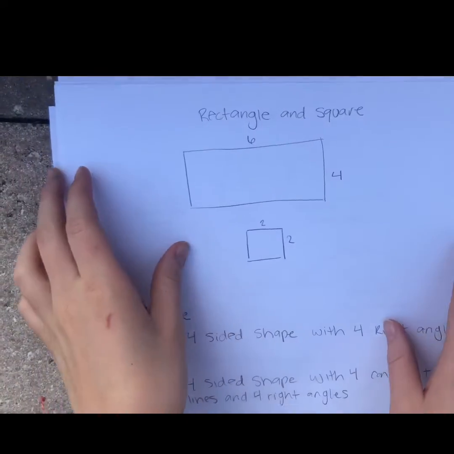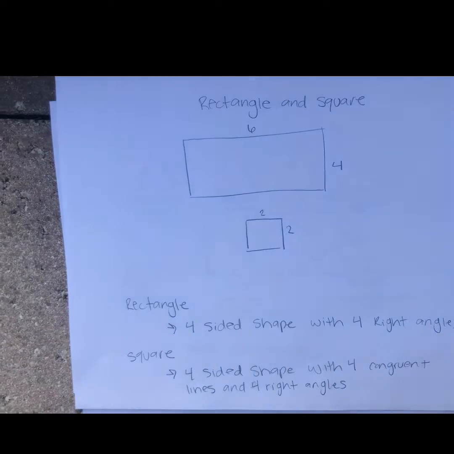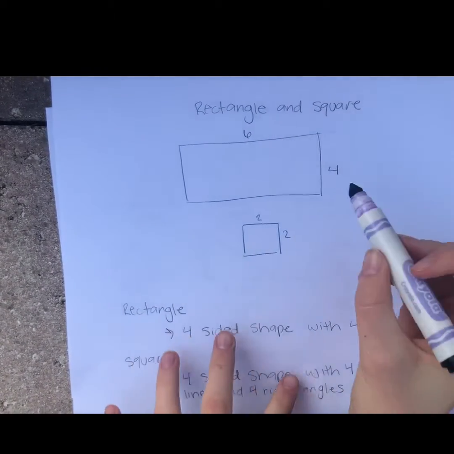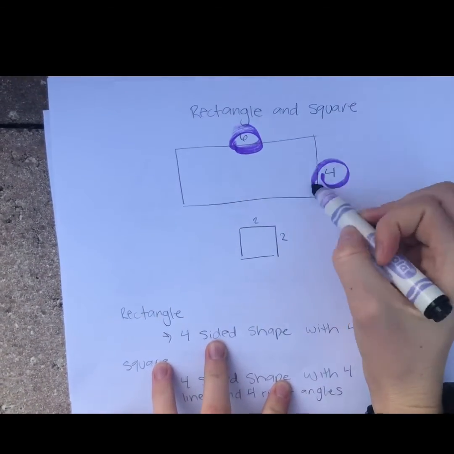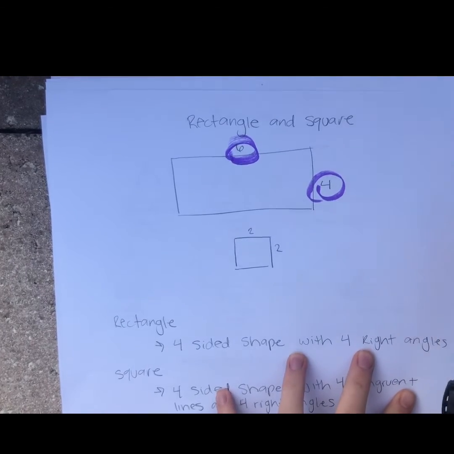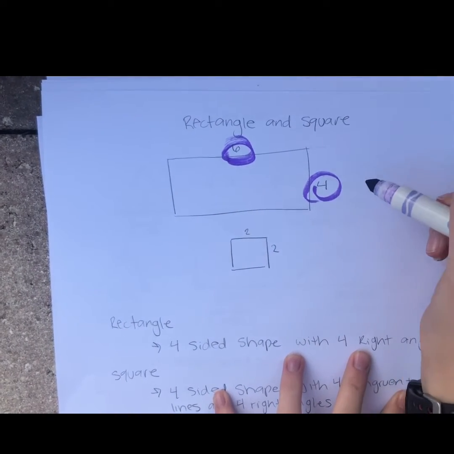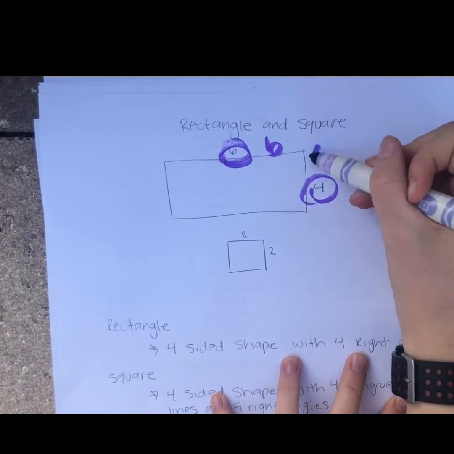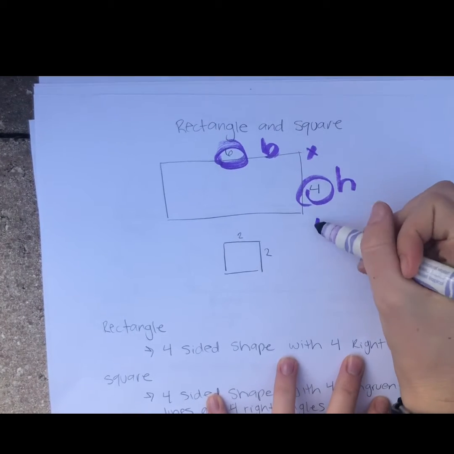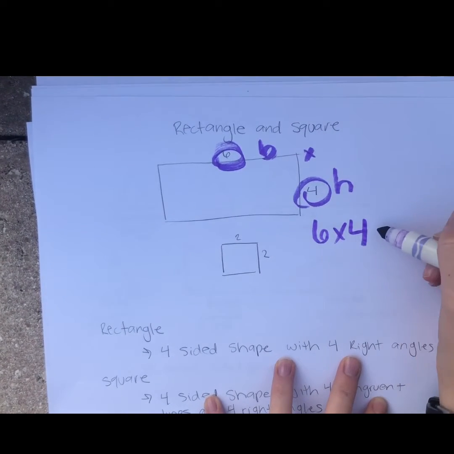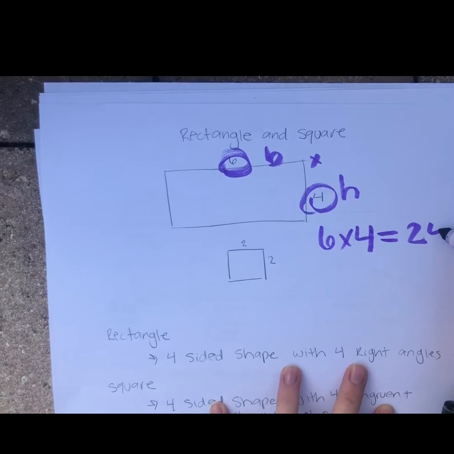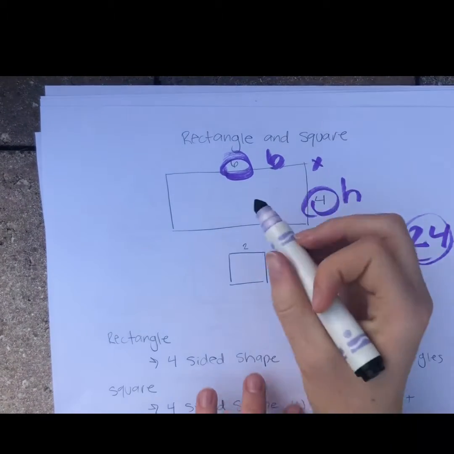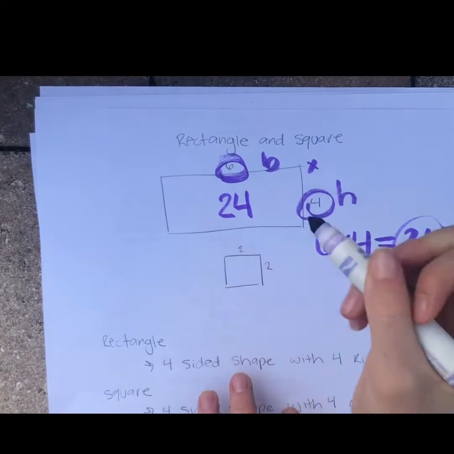So the first one we're going to start off with is the rectangle. To find the area of a rectangle and square, it's the same thing. What you would do is 6 times 4. So it would be base times height, which would give you 6 times 4, and that equals 24. So the area would be 24.